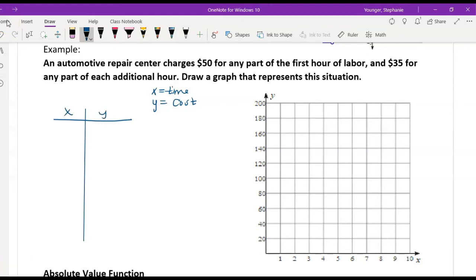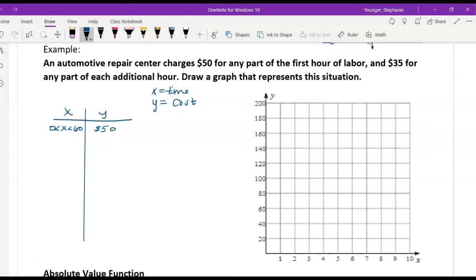Now, it says the auto repair center charges $50 for any part of that first hour. So it doesn't matter if I'm there for 1 minute or 59 minutes, it's still going to cost the same amount. So from 0 less than X less than 60. Notice I'm using less thans because I can get as close as I can to 60 and as close as I can to 0. I just can't touch them. It's going to cost me $50.